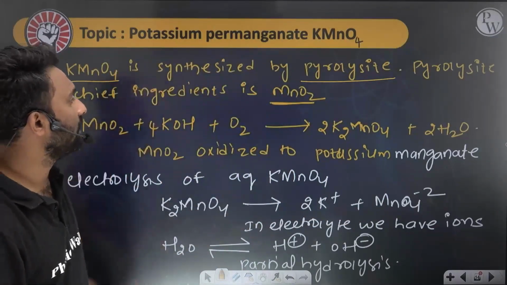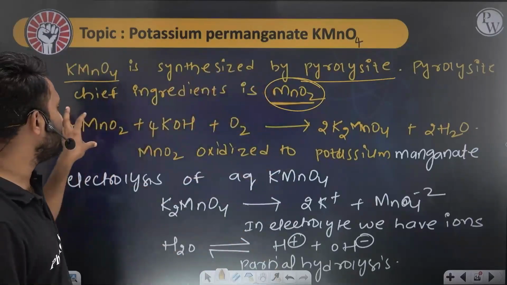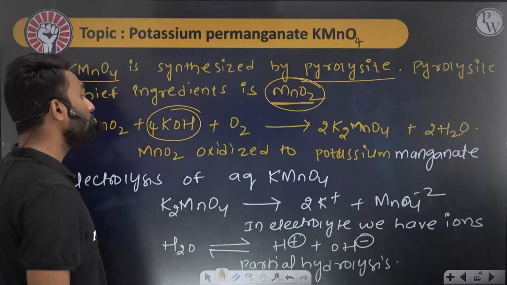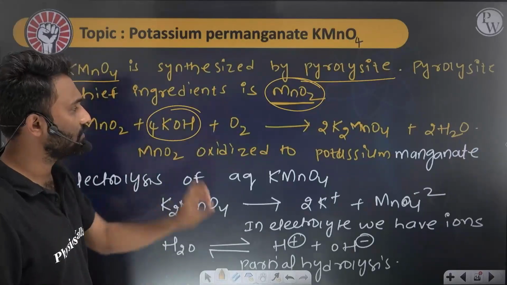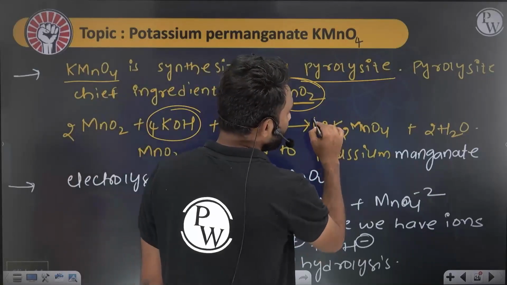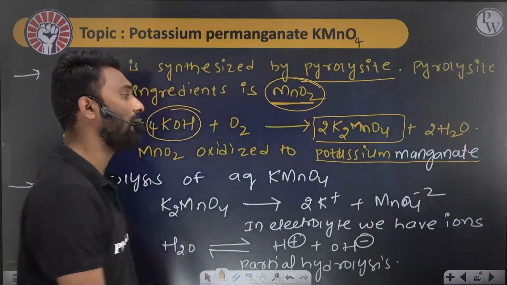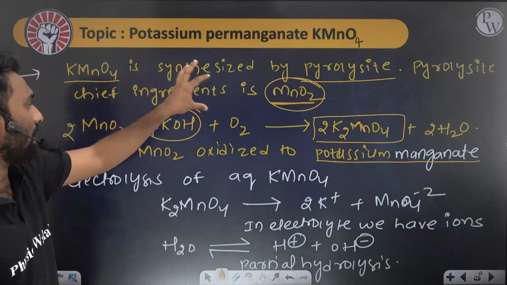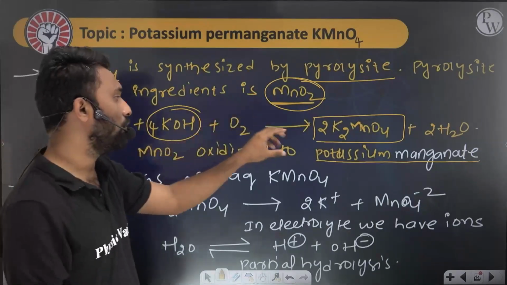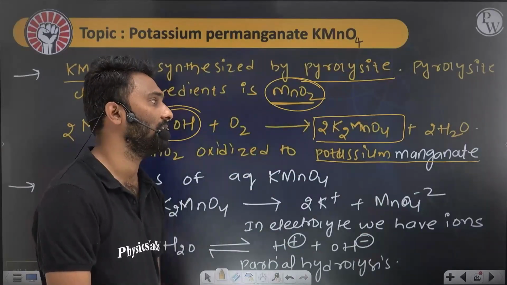Pyrolusite is the chief ingredient of manganese dioxide. Now this manganese dioxide is fused with potassium hydroxide in the presence of oxygen. What do we get? We get potassium manganate. When this manganese dioxide is treated with potassium hydroxide and O2, we get potassium manganate.